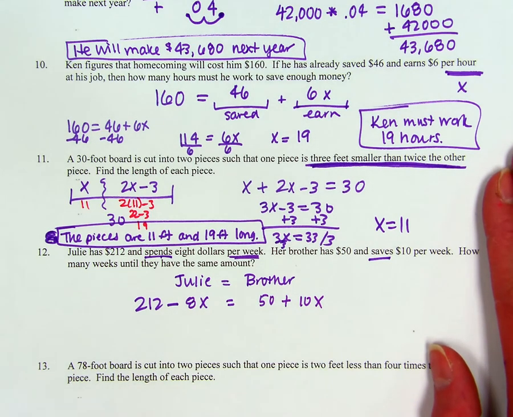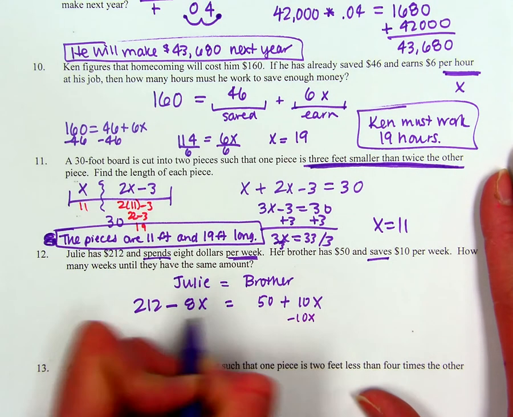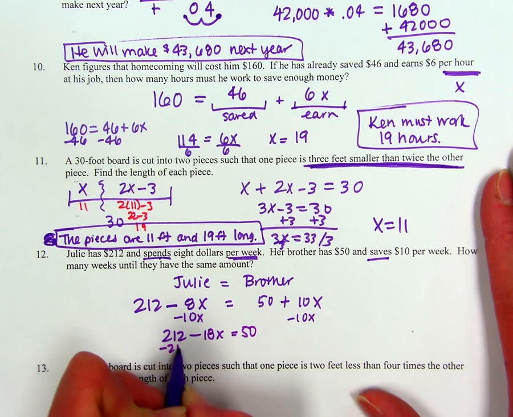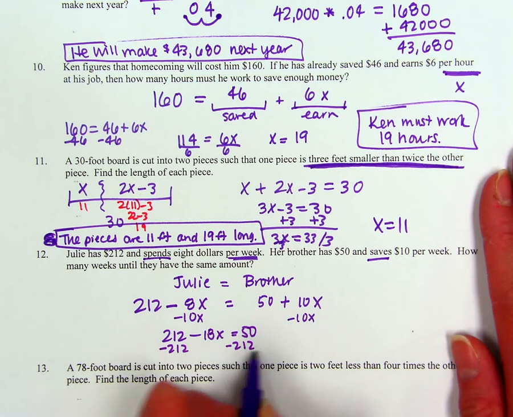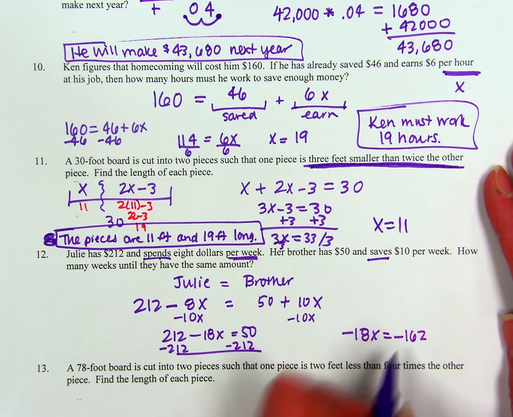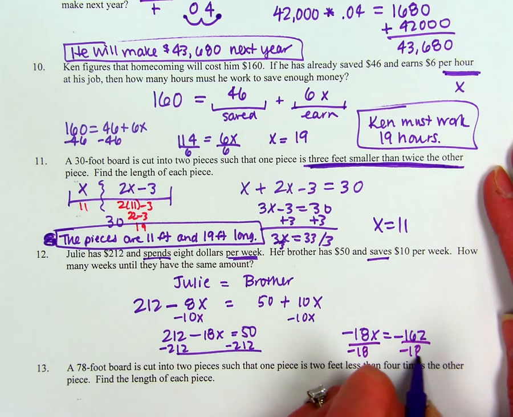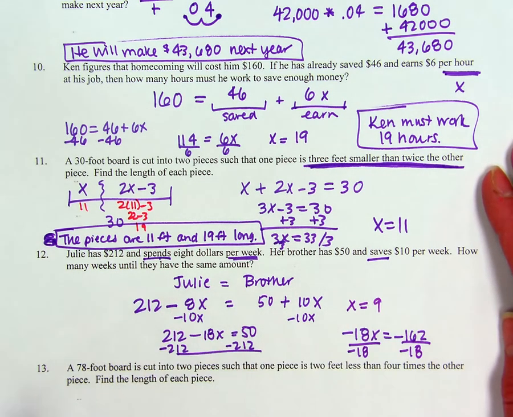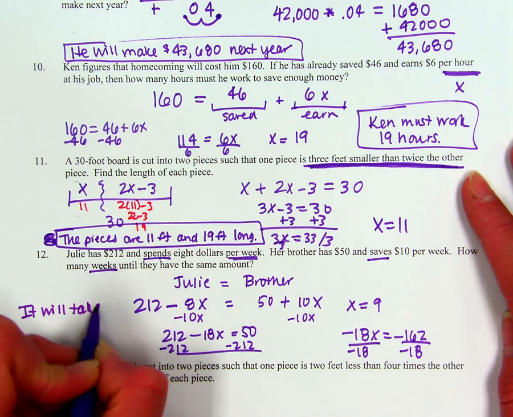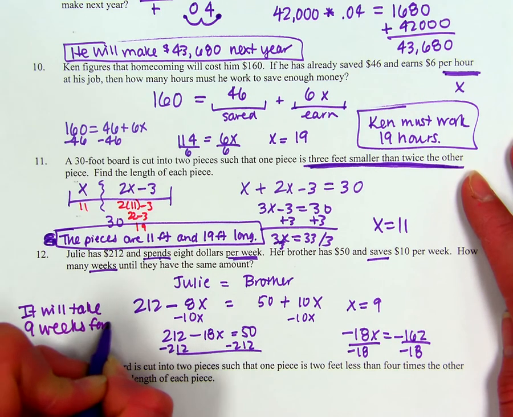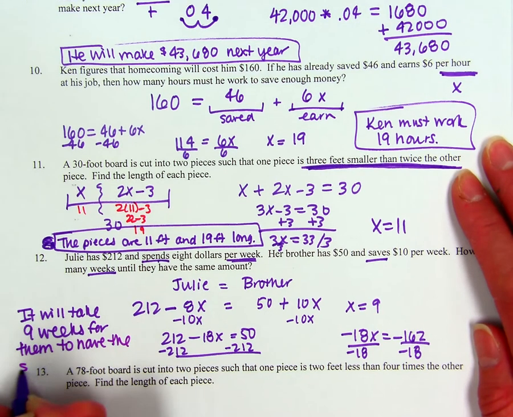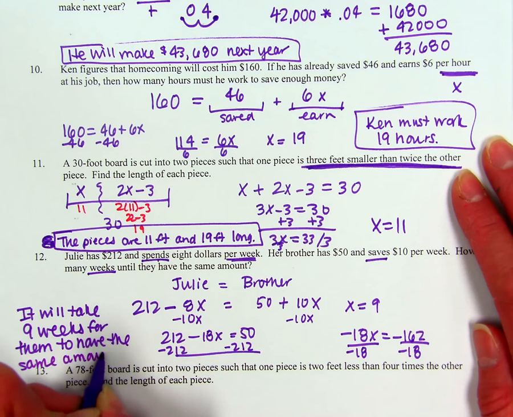All right, so now you've got your equation. You're going to move your variables over to the same side. So we have 212 minus 18x equals 50. If I subtract 212, I get negative 18x equals negative 162. And then if I divide by negative 18, I get x equals 9. How many weeks until they have the same amount? So it will take 9 weeks for them to have the same amount of money.